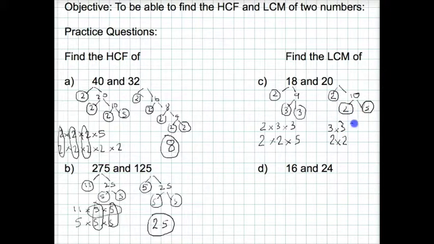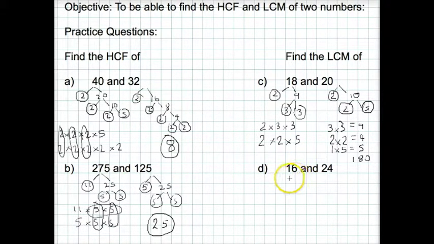So 3 times 3 gives me 9. 2 times 2 gives me 4. But I've also got to include the 5 as well, because all numbers must be included. This time it's just 1 times 5, which is going to give me 5. I can now multiply these together, which will give me my lowest common multiple. So 9 times 4 is 36. 36 times 5 is going to give me 180, which is my lowest common multiple.